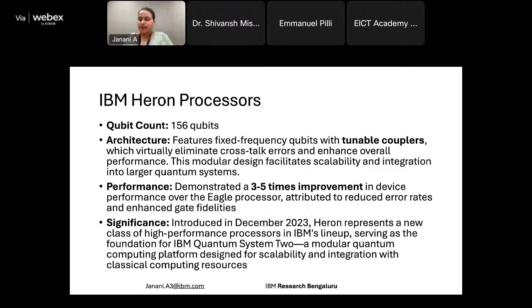How do you put all of them together? But the idea is that you have a modular design where you can put multiple units of Heron chip together, and you are building a bigger chip. So that's the basic idea.